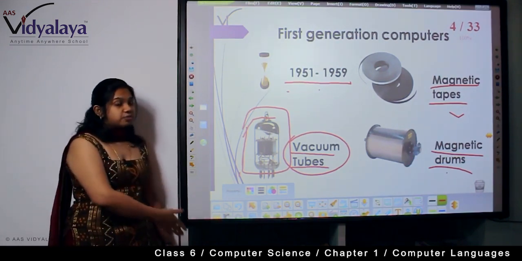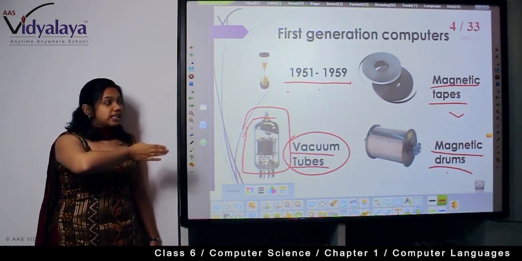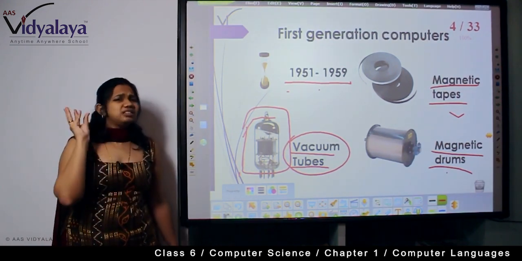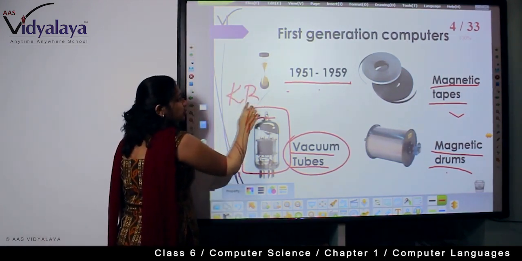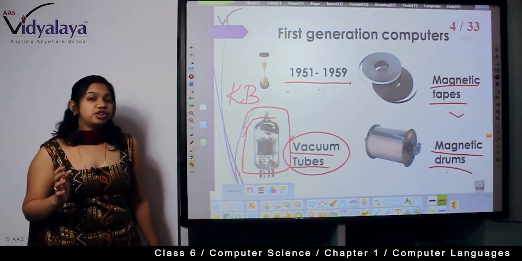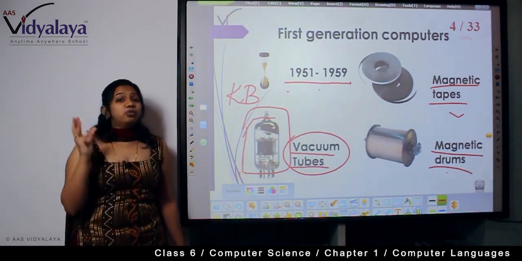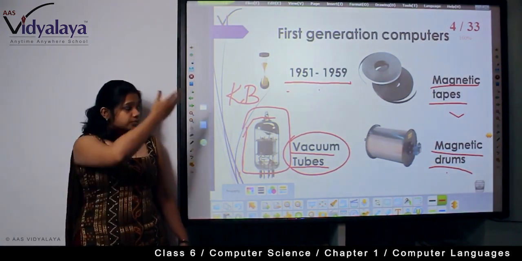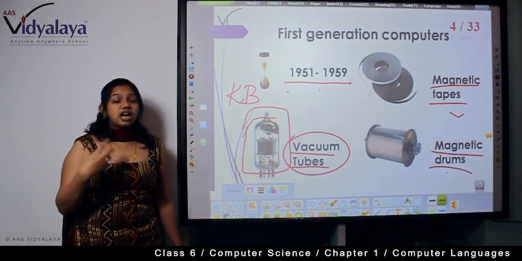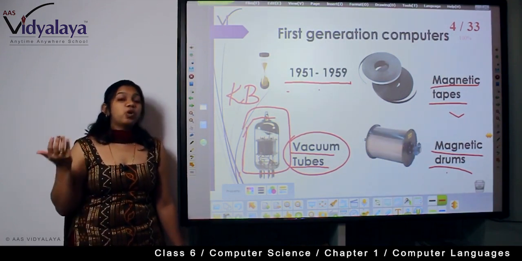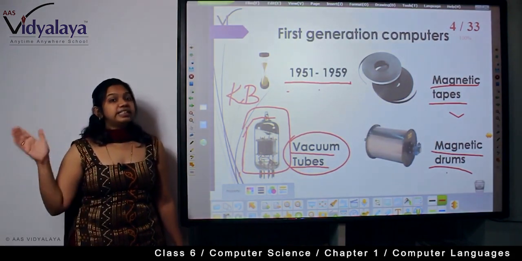Similarly, first generation computers had magnetic tapes and magnetic drums. When they were used, it was a very tiny memory space. It was just kilobytes, not even megabytes, the ones we talk about today. The space was very, very tiny, and the disadvantage was that when the memory space was exceeded, the older data started getting deleted.